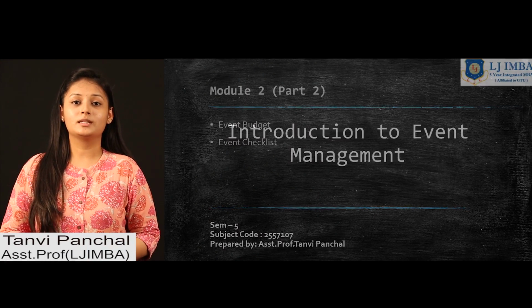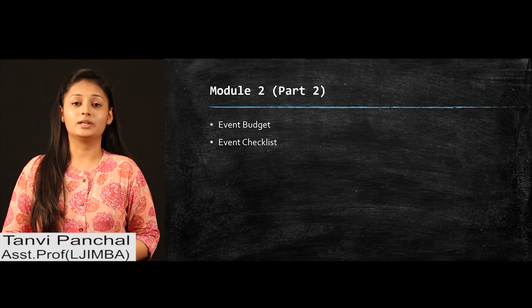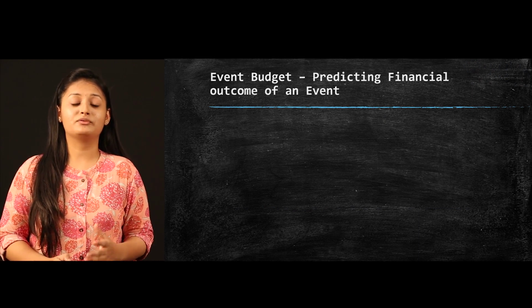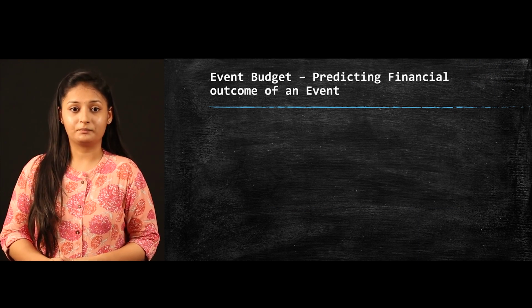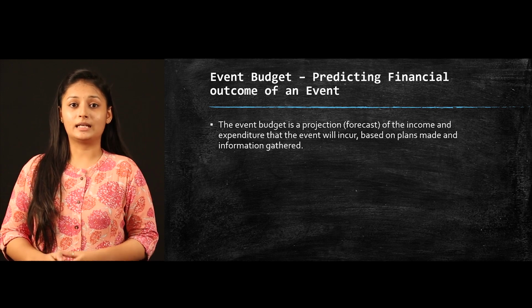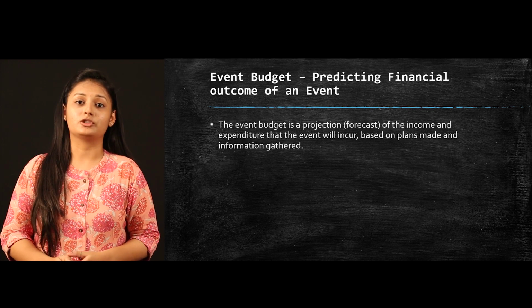Today we will be focusing on part 2 of module 2, which comprises the event budget and event checklist. So let's begin with the event budget, how to predict the financial outcome of the event. Event budget is a projection or forecast of the income and the expenditure that the event will incur based on the plans made and the information gathered.